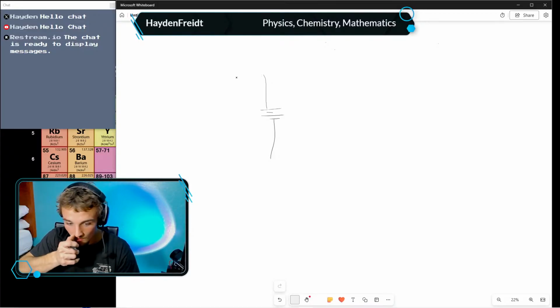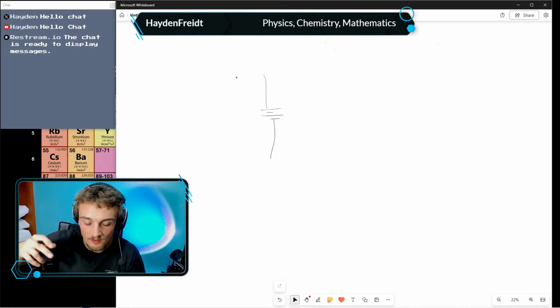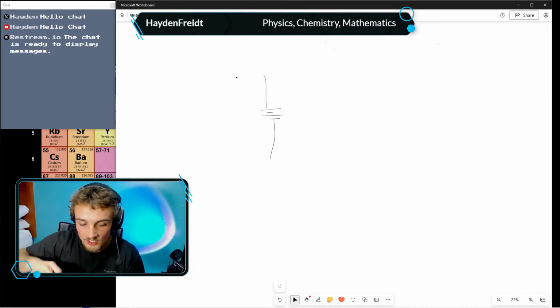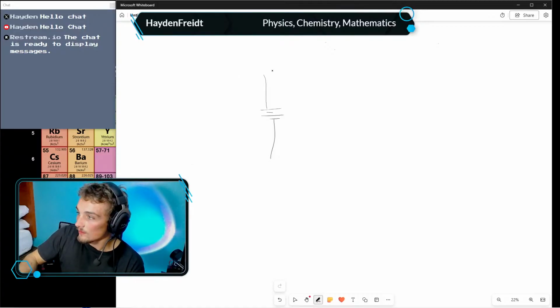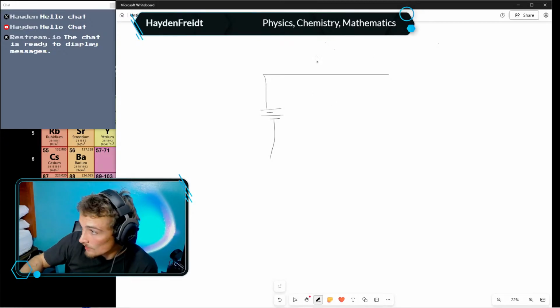Okay, so what we got going on here? I need a source for that, and then we go through the potentiometer. Trying to think of the best way to draw this. It's certainly going to be like that, but then I'm thinking about where the transistor is going to lie.